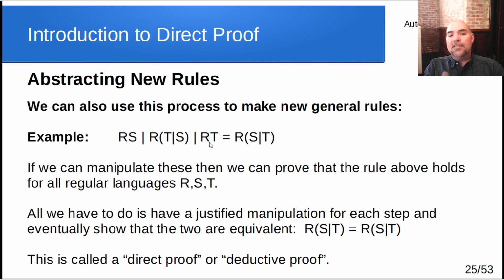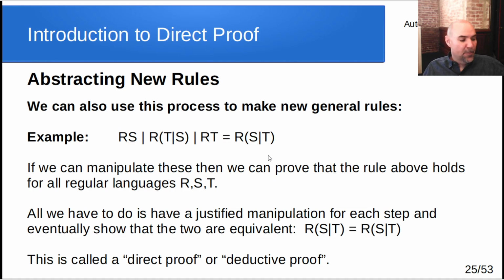So now we have RS and RT, and we could factor out the R and get the same thing on this side. So this is something that we could prove by manipulating this or expanding this to get that, as long as we justify each step. And we know that no matter what languages I plug in for these, as long as they're a regular language that's definable by a regular expression, we know this will always hold true.